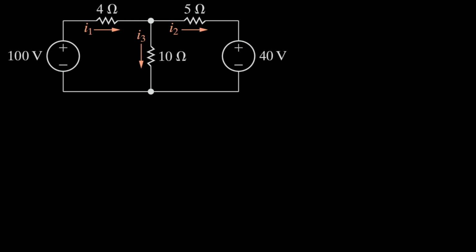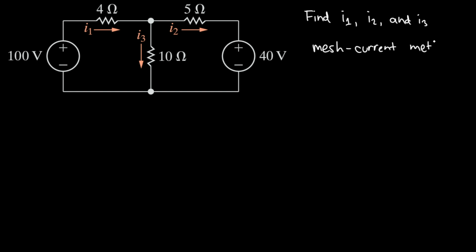Hello, in this video, I will explain to you how to find I1, I2, and I3 using mesh current analysis. So I will need to find out I1, and then I2, and I3, and we will use the mesh current method.